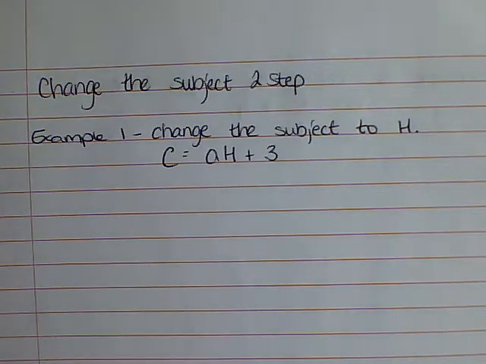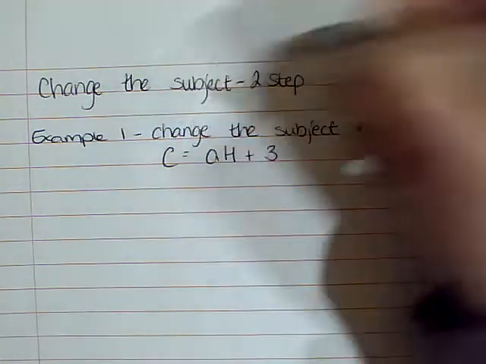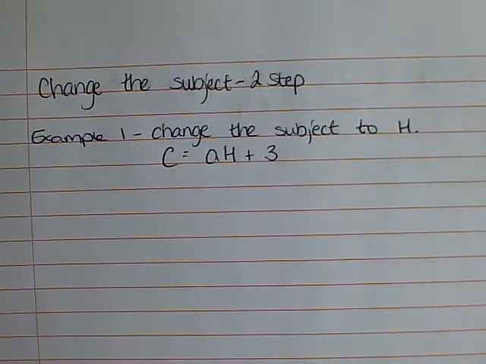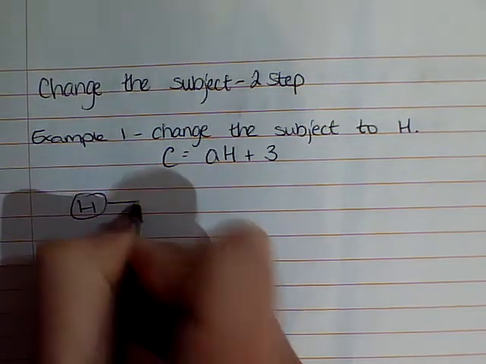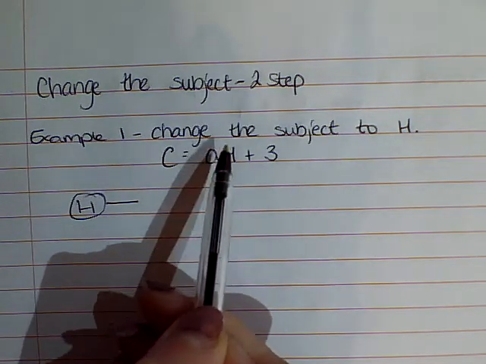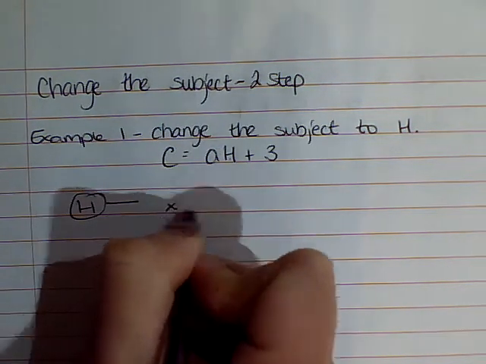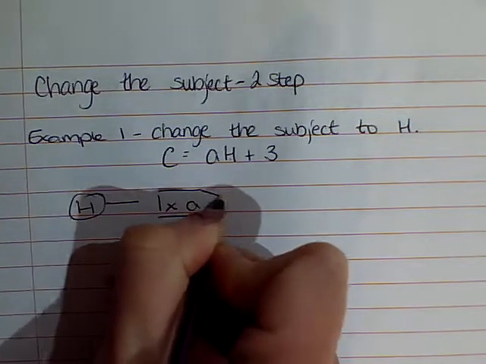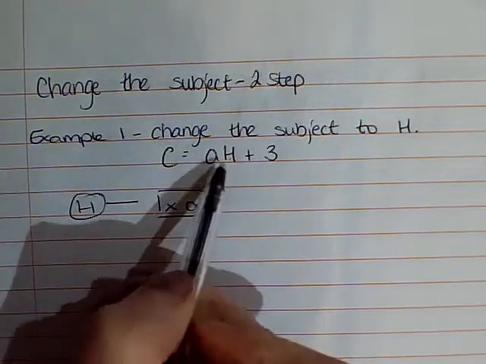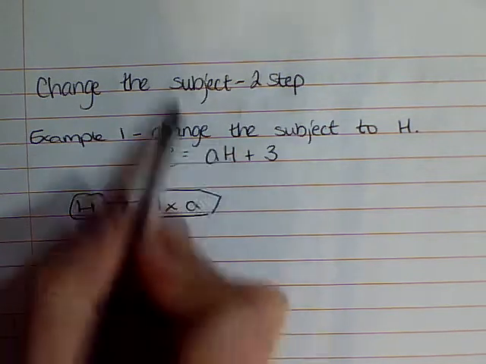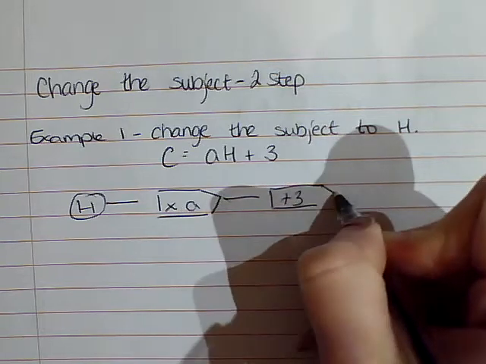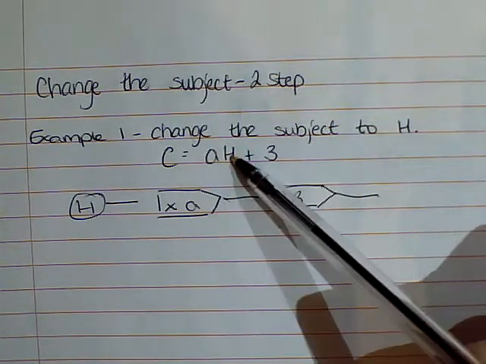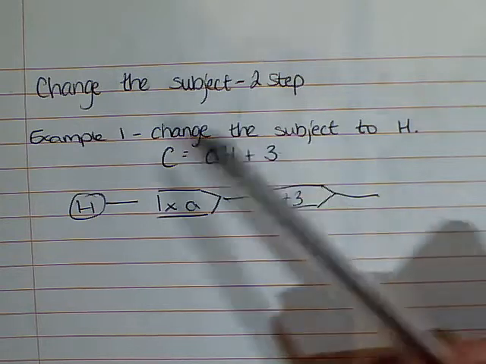So in here we've got change the subject when there's two steps. So example 1, change the subject to H. So it's H that I'm wanting this subject to be. I have H times A. That gives me AH, and then I've got add 3. So H times A, add 3, gives me C. Good.